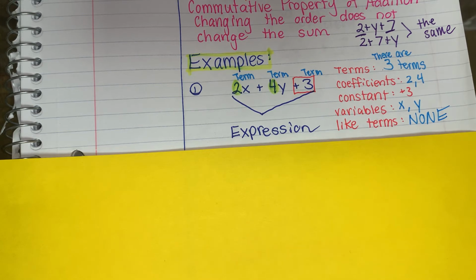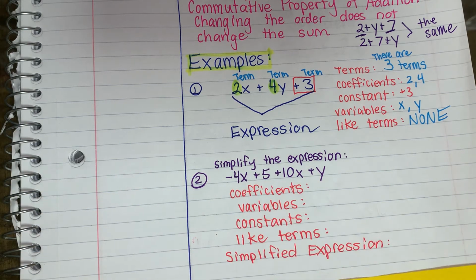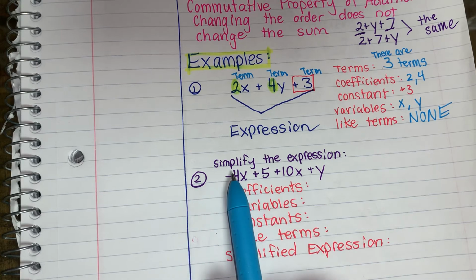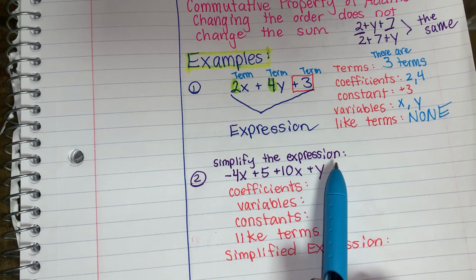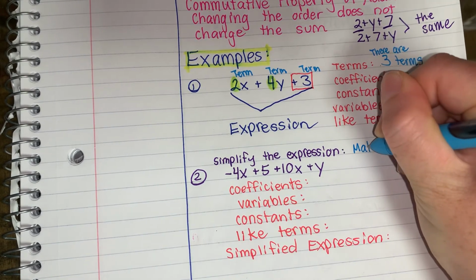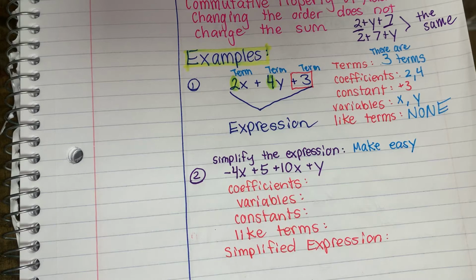Again, go ahead and pause the video here. If not, go ahead and continue on. So the directions for this one ask us to simplify the expression. Remember, simplify the expression means to make easy. That's basically what it means. We're going to take something that's ugly and make it as small as possible.